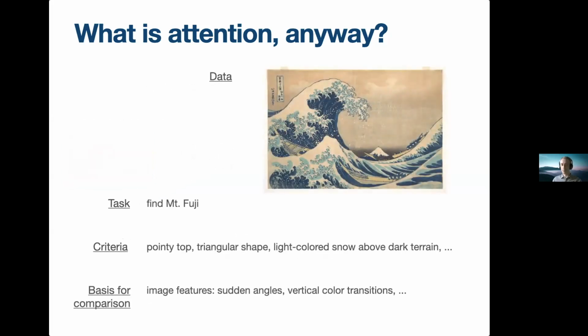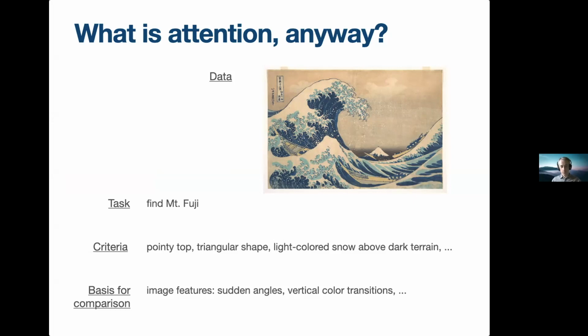So in image processing, let's say that our task is to find a mountain in an image. Then the criteria that we might be interested in are things like looking for a pointy top or a triangular shape. We might be looking for snow above a darker terrain. When we look at the information inside the image to determine what pieces are relevant, we're going to be using image features. That would be things like sharp angles, or sudden transitions in color in the vertical direction. Those are the types of things that you might get out of a few layers of a convolutional neural network.